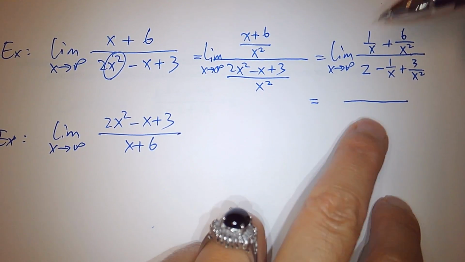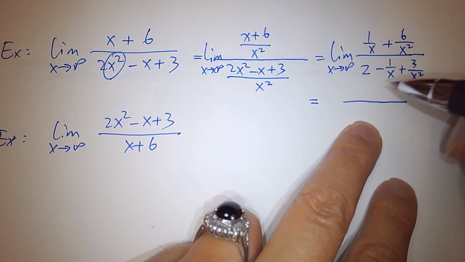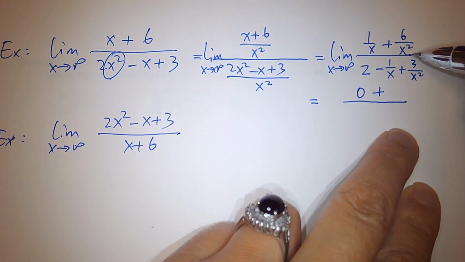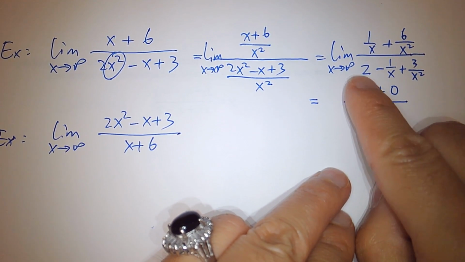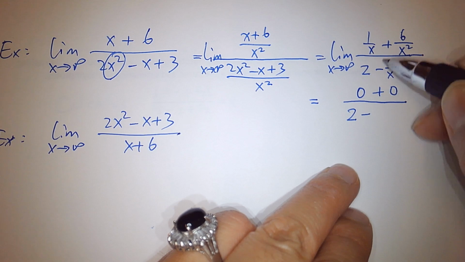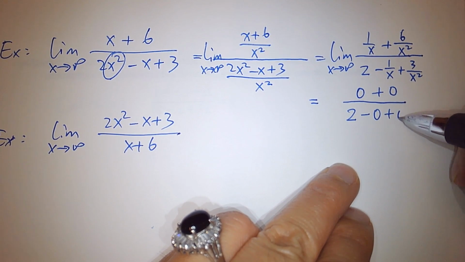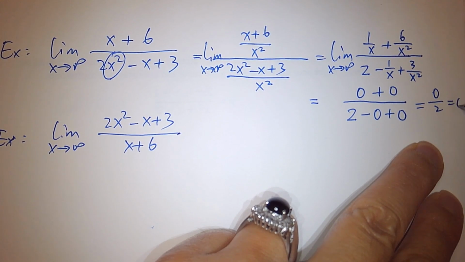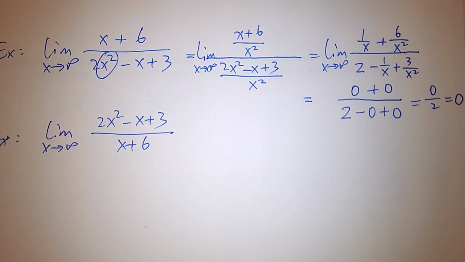On the top, the limit of 1 over x when x goes to infinity gives us what? 0. How about 6 over x squared when x goes to infinity? 0. Constant 2? 2. How about this limit when x goes to infinity? 0. How about this limit? 0. So eventually we have 0 over 2. What is it? 0. Okay?